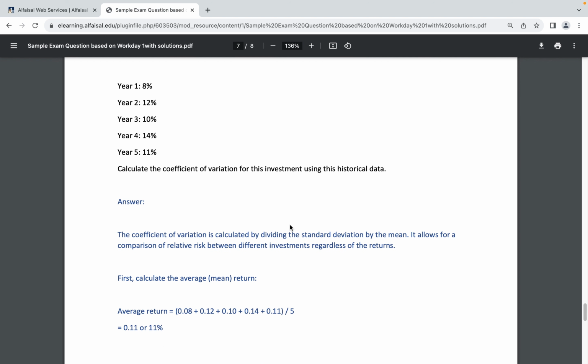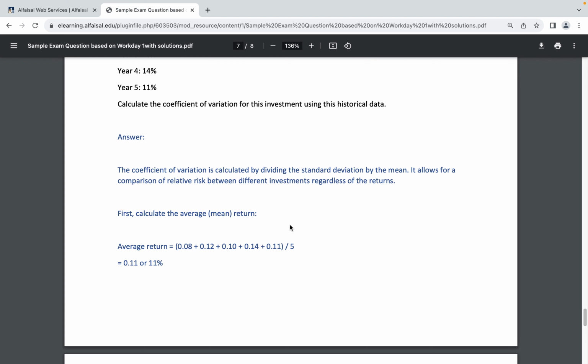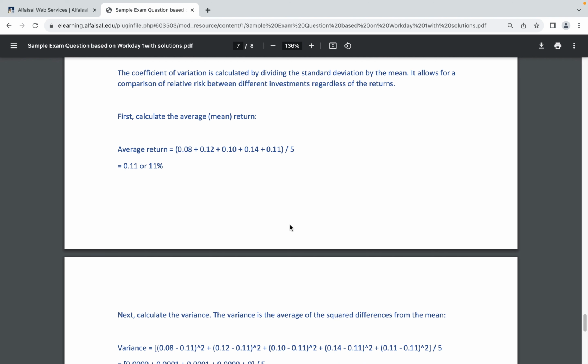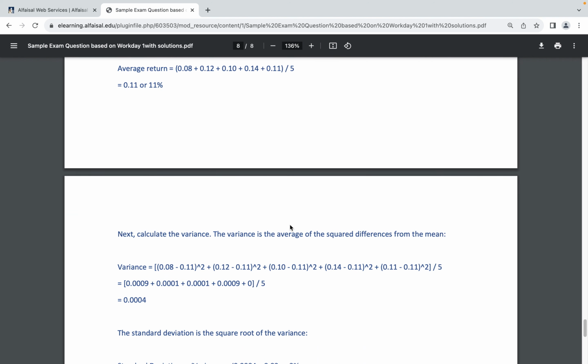So first we calculate the average return. Again, add up all the returns, divide by 5, and that'll give us our expected or average return of 11%. The second thing we do is calculate the variance, and remember, variance is the sum of squared deviations from the mean. So the first year was 8% minus 11%, that's our expected return, raised to the power of 2. Then we add this to the second year, which was 12% minus 11% raised to the power of 2, and so on, and divide by 5 at the end.